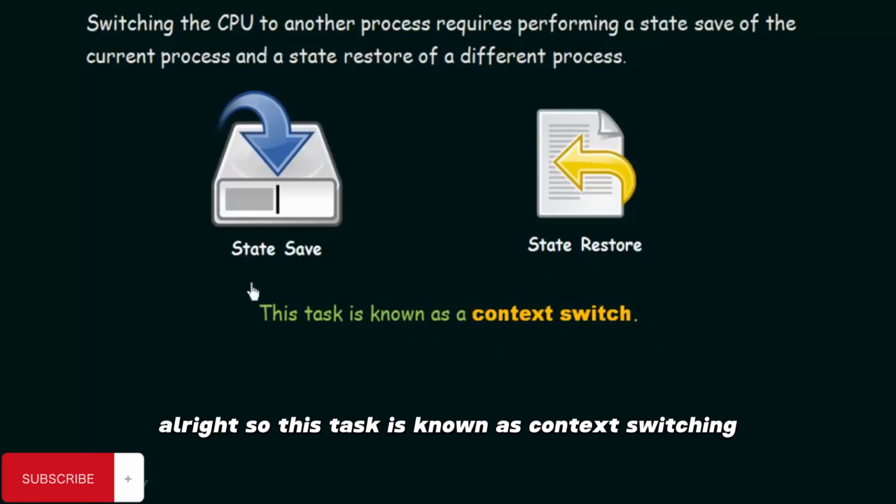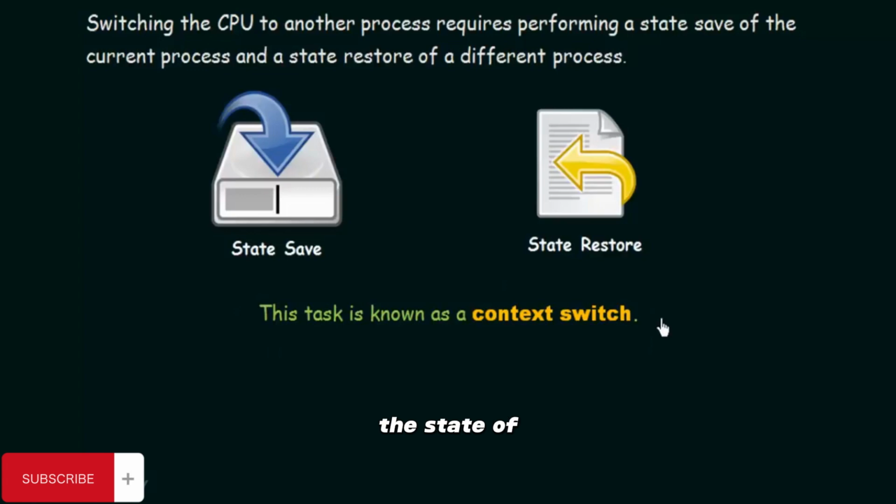Alright, so this task is known as context switching, where we save the state of one process and we restore the state of another process when a particular process is interrupted by another process during its execution. When one process is executing, another process interrupts it, and the process which interrupts has to be executed first. So the current process has to stop its execution and save its context, and the process that is causing the interrupt has to be executed. That is what we mean by context switch.